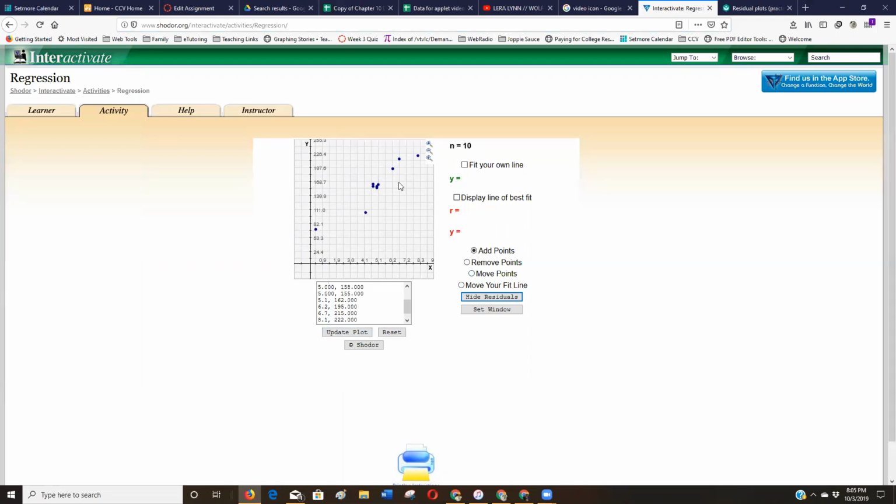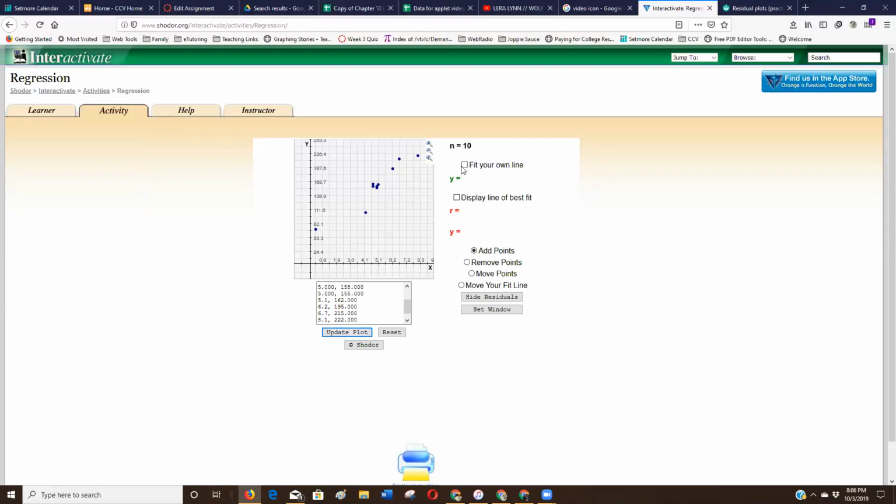I'm seeing a fairly linear association. Let me reset. Let me paste this. Update plot. So I'm seeing a strong linear positive association. Notice I'm not using the word correlation. So I see a strong linear association. I'm talking about shape, type, and strength. I think it's fairly strong. I think it's linear, and it's positive. There's 10 data points we see.